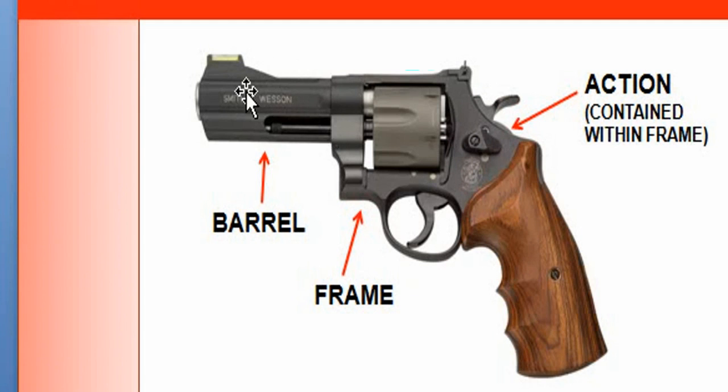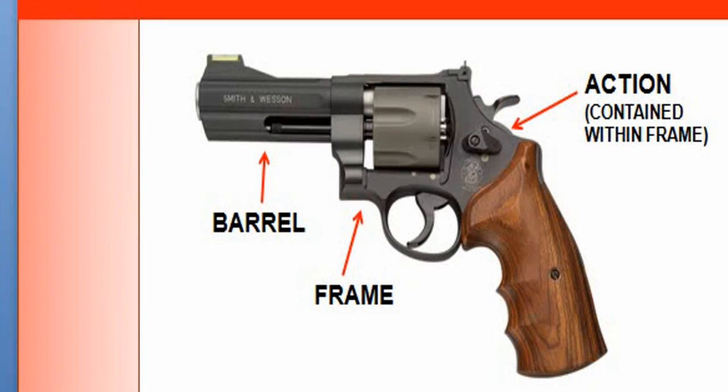We have the frame, which is all these parts as I'm tracing it with the mouse here. As you can see, that's the frame. We have the barrel, which is this part here. You can see there's a little line there. That's your barrel right there. And this part here would screw into the part of the frame.